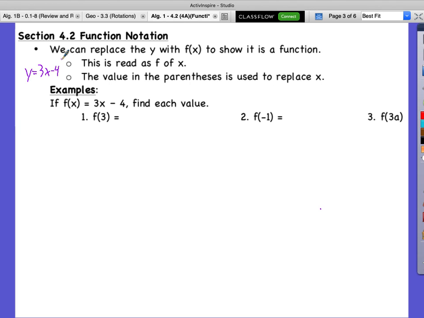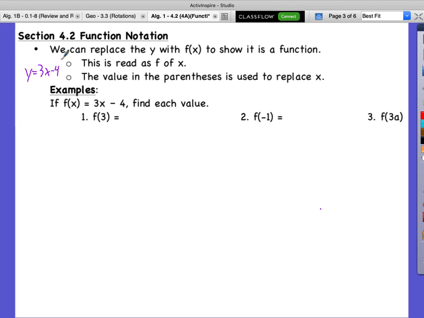Now, when we're saying f of 3, we're saying if f of x is equal to 3x minus 4, find the value of the function when x is 3. So we're replacing x with 3. Just like last week, when we plugged 3 in for x and then evaluated and figured out what y was, we're really doing the same thing. We're plugging 3 in for x. We just write it this way now, okay?